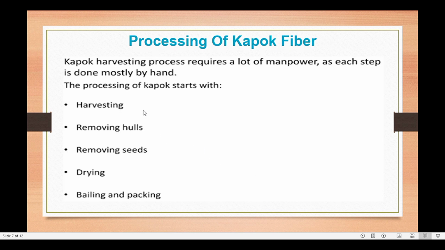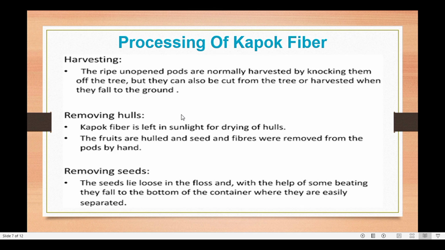Processing of kapok fiber. Kapok harvesting requires a lot of manpower, and each step is done mostly by hand. The processing of kapok fiber starts with the following steps: harvesting, removing of hulls, removing of seeds, drying, baling and packing. These steps are mostly common in different natural fibers. Harvesting: the ripe unopened pods are normally harvested by knocking them off the tree, but they can also be cut from the tree or harvested when they fall to the ground.